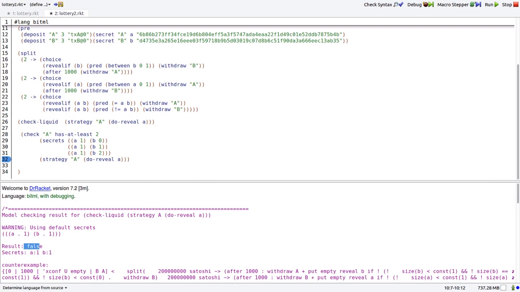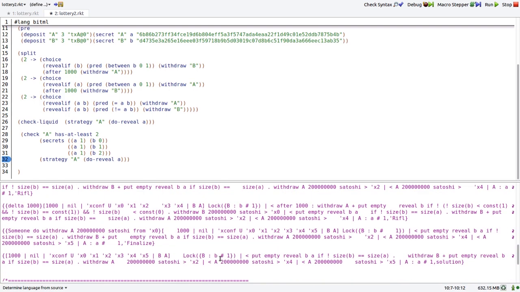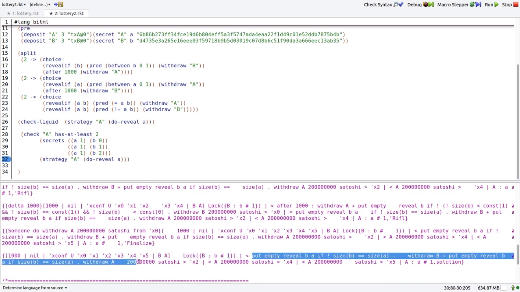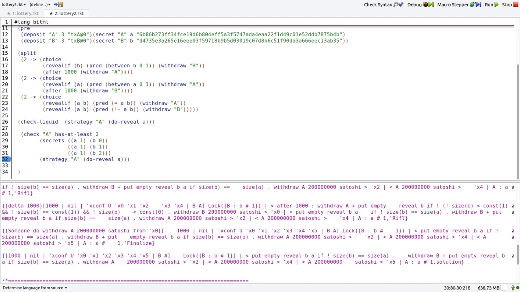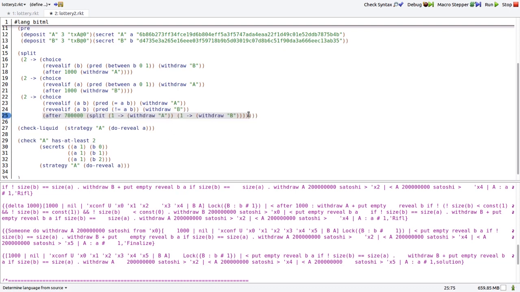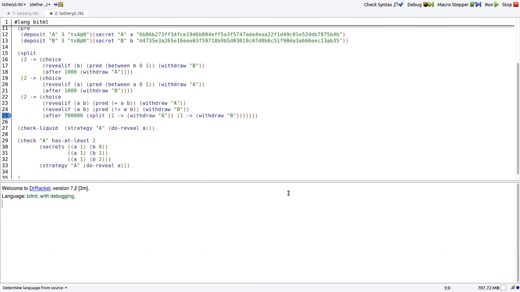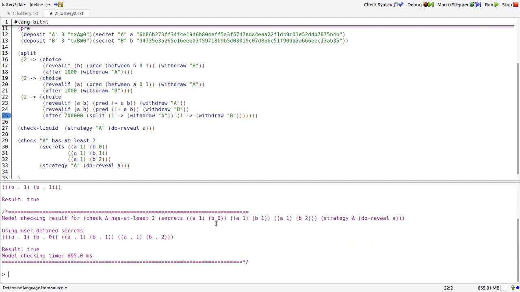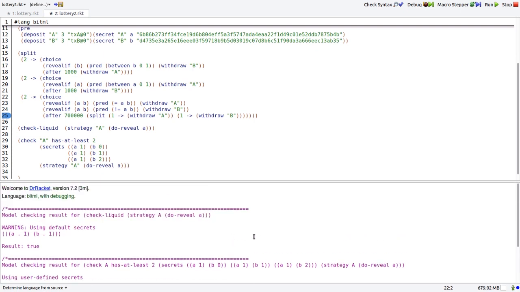From the counterexample, we see 2 Bitcoins may remain frozen in the third subcontract if Alice or Bob do not reveal. In this case, after block 700,000 we return 1 Bitcoin to Alice and 1 Bitcoin to Bob. Finally, the contract satisfies our properties and is liquid.